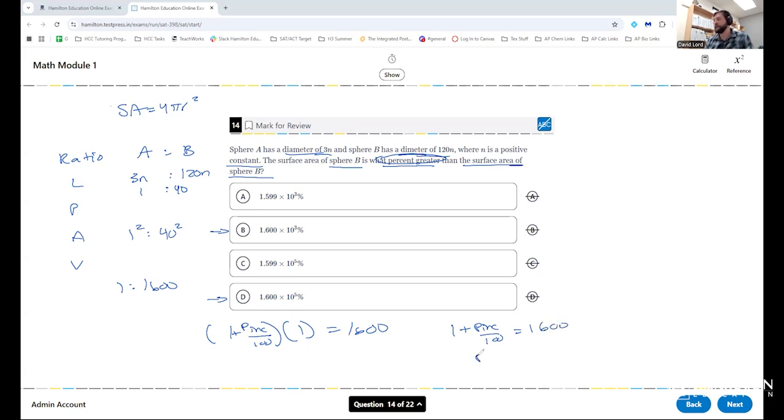So subtract 1 from both sides, and the % increase over 100 is equal to 1,599. And now in order to make it a %, you multiply both sides by 100. So A is very tempting to pick because that's the number you see here, but in order to make it into a %, we have to times it by 100, and that's why the final answer is C. So definitely a very tricky question, but knowing this ratio rules box is very helpful any time you're working with similar shapes. So triangles, squares, circles, spheres, cubes, etc.